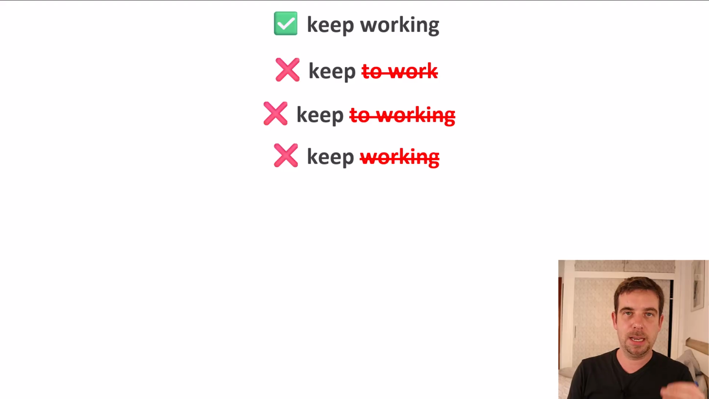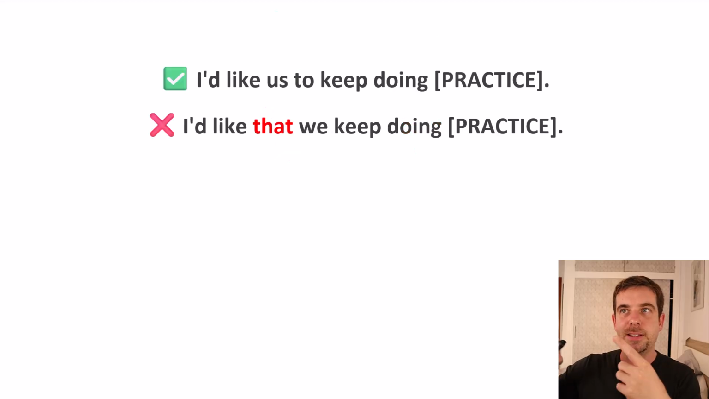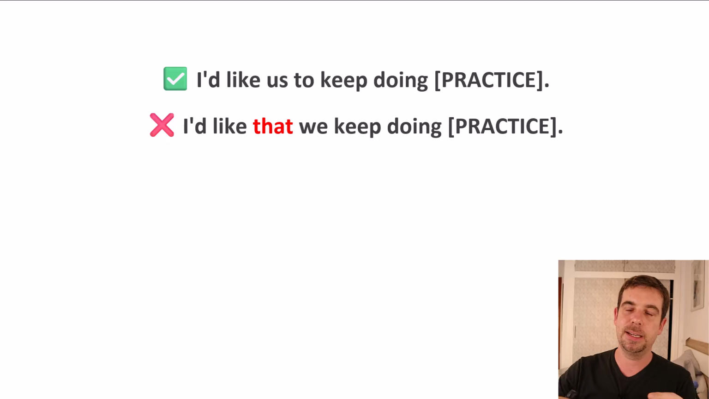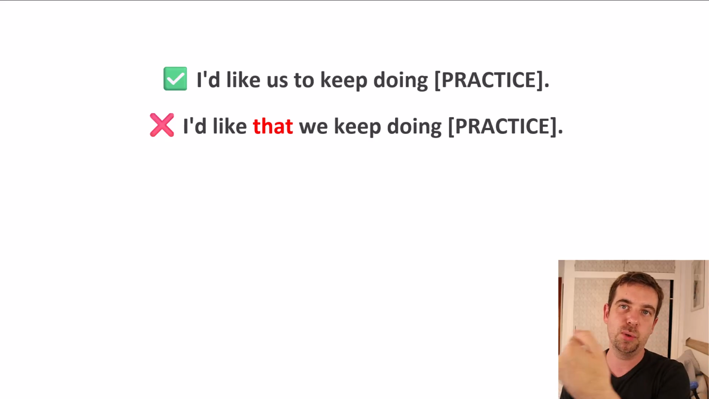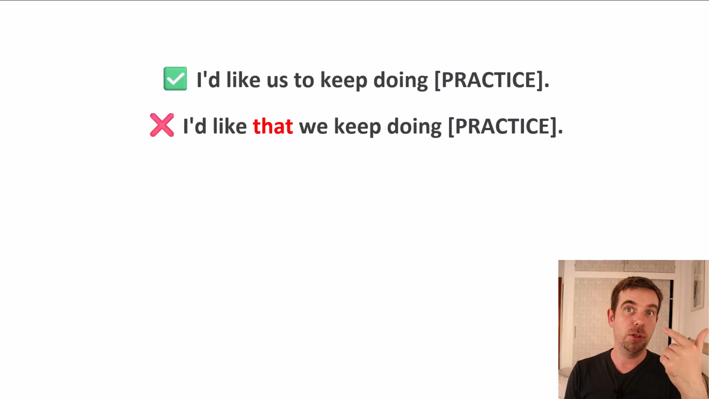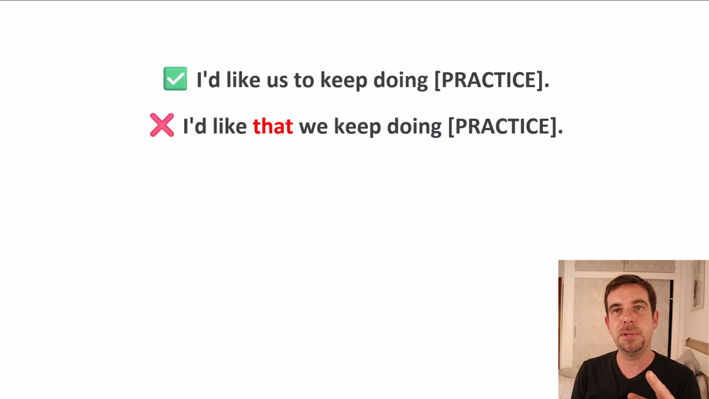Now, to keep and the verb with ing is the only way we express this. It's like keep working, not keep to work or keep to working. All are incorrect, okay? Now, when we look at this example, I'd like us to keep doing, it's very common for students to translate directly and say, I'd like that we keep doing. But the construction of the sentence is really like, for example, I want you to help. And it's not correct to say, I want that you help. It's very common with French, Spanish, Portuguese speakers because that's how you create the sentence. Be ready for that one, okay?